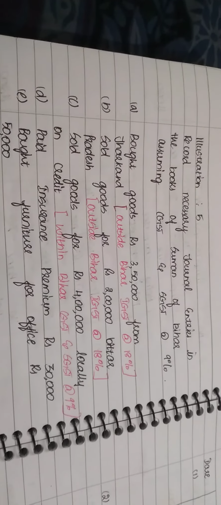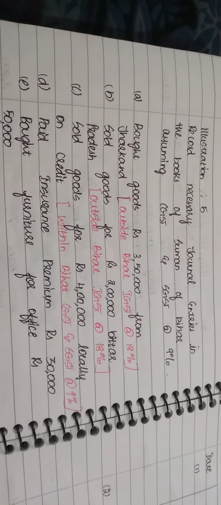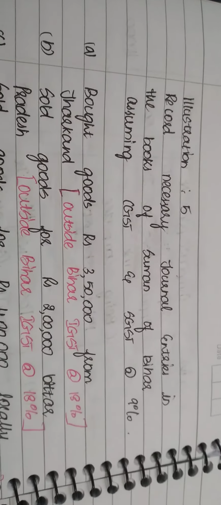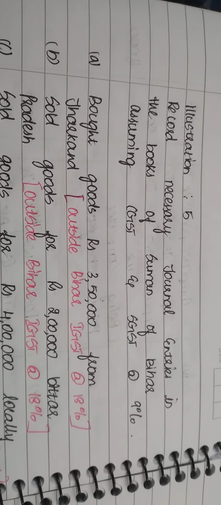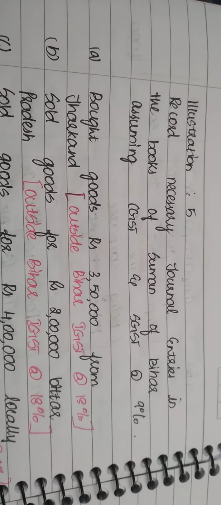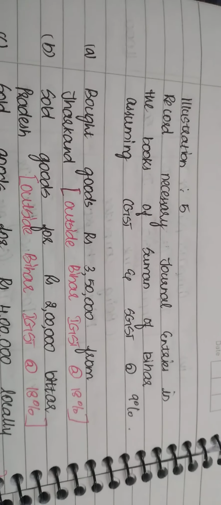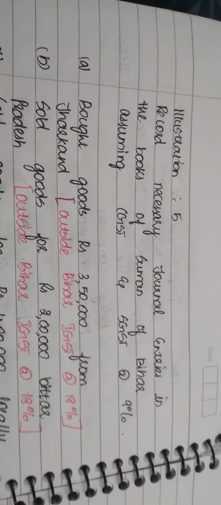Today I'm going to teach a different problem on GST. So let's see the question. Illustration 5. Record necessary journal entries in the books of Suman of Bihar, assuming CGST and SGST at 9%. So Suman is in Bihar.